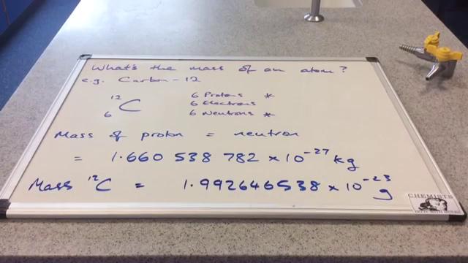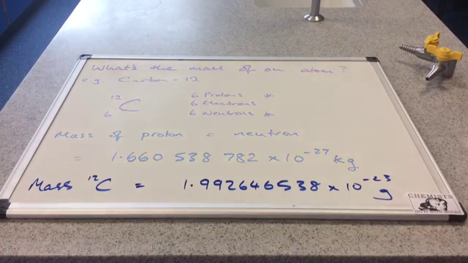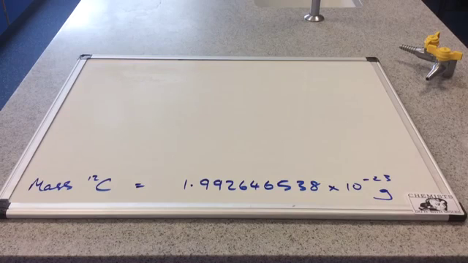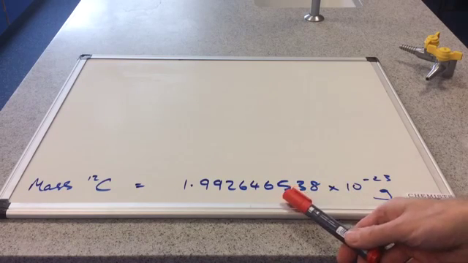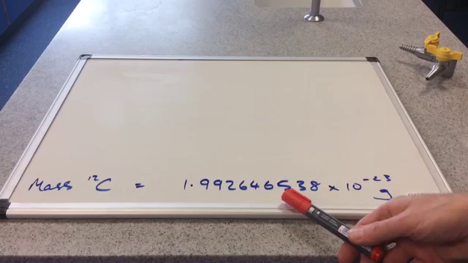So there you go, there's the mass of a carbon-12 atom, 1.992646538 times 10 to the minus 23 grams. So imagine doing a calculation where you had to use numbers like that. It would be a nightmare. So what the scientists decided to do was they would scale this number up massively to end up with a number that was a lot more manageable to work with.